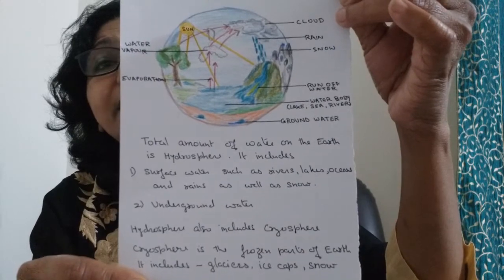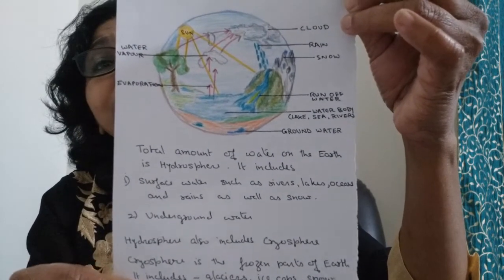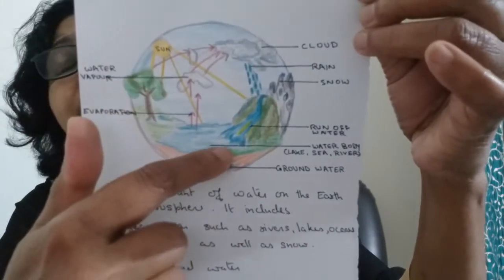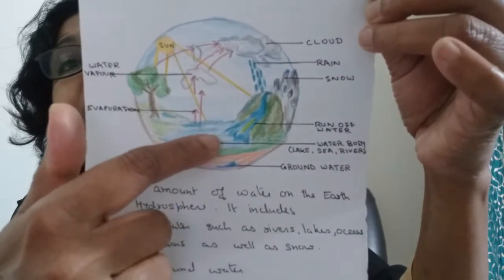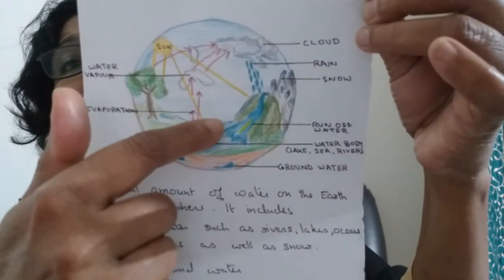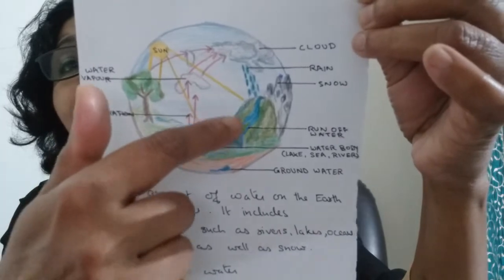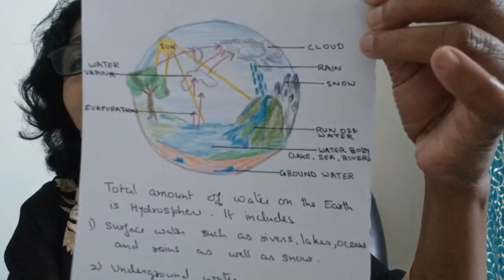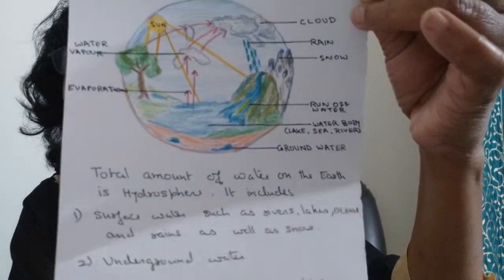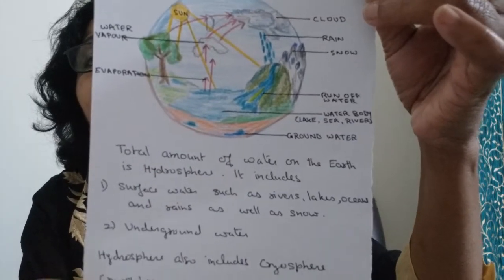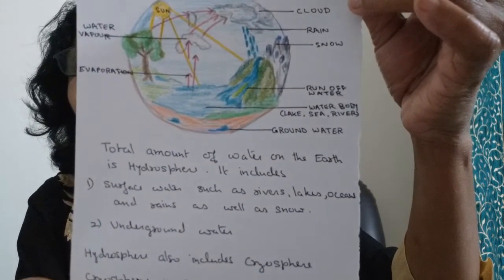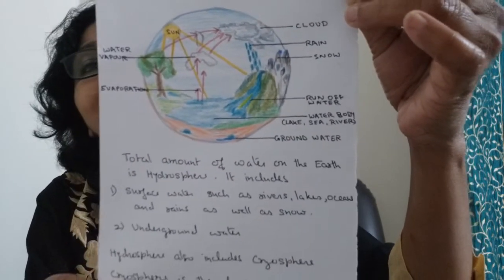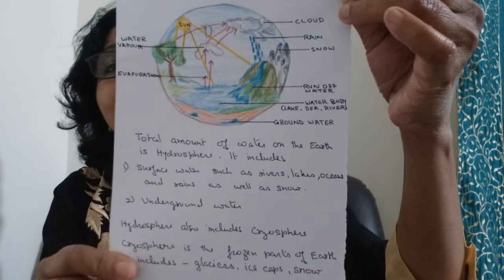Any change in this cycle, or because the water which is coming down is the runaway water from the slopes, brings with it the soil and different other microorganisms into the water bodies, which leads to pollution. So one main reason of the runaway water is deforestation, which should be stopped.